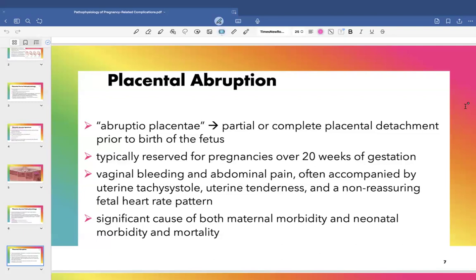Okay, and so what do you think causes that? Trauma. It's usually trauma related. You know, a car accident, seatbelt injury across the gravid abdomen. It can be a direct blow, blunt force trauma, a fall down the steps, things like that. And so all of those are red flags for your moms, your pregnant women.